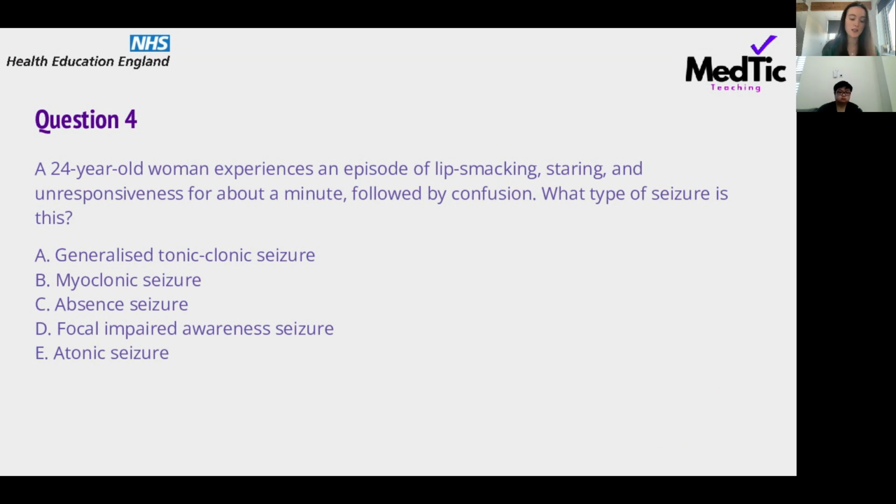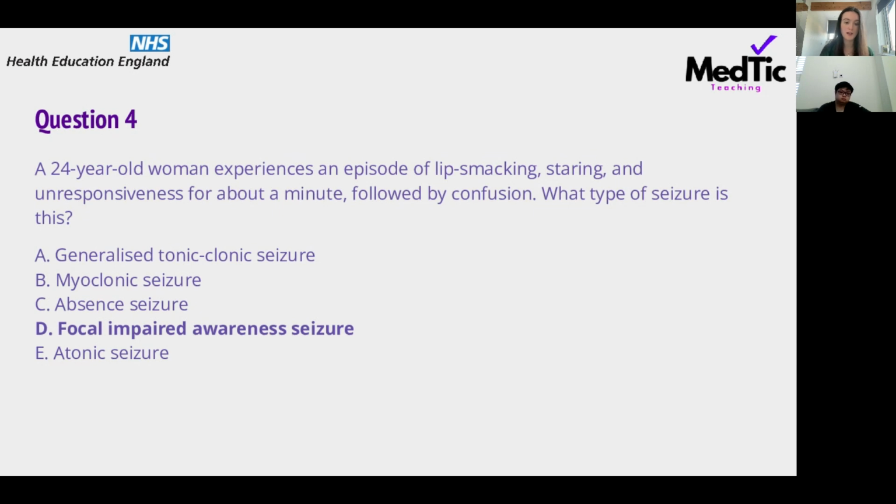Cool. So if we just move on to the answer. This is a focal impaired awareness seizure. When I was in medical school, I used to find it really difficult to tell the difference between the two. But with this one, the thing that's really giving away that it's a focal impaired awareness seizure is that this person's showing automatisms. So the lip smacking and the staring are those two things there.